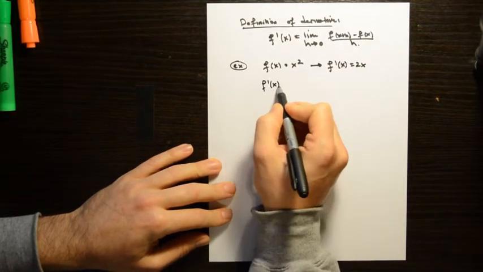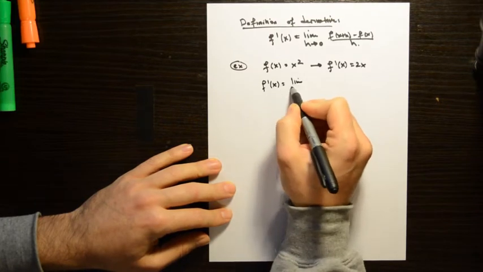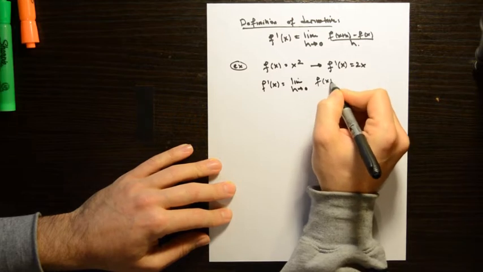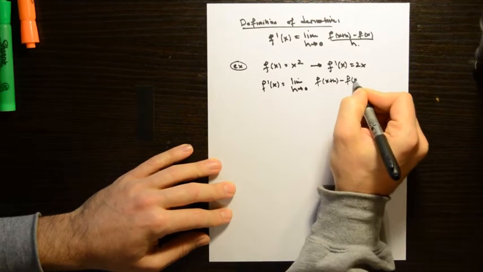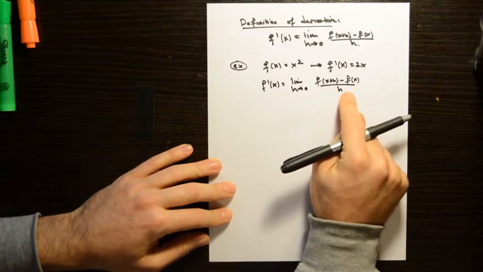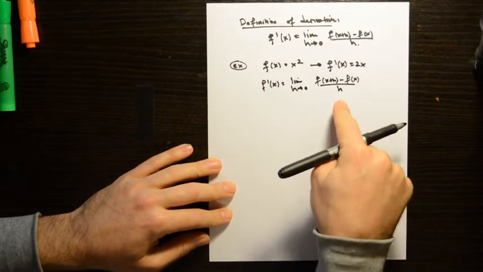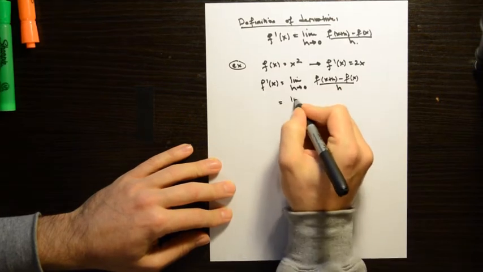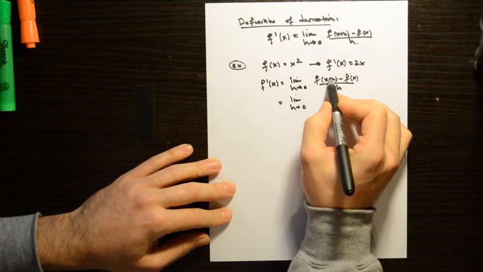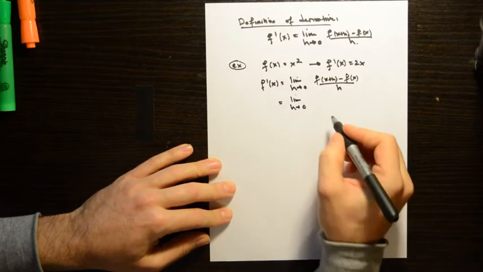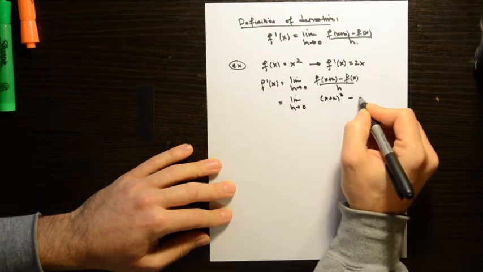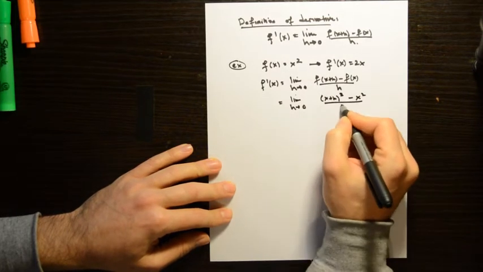Now f prime of x will equal the limit as h goes to 0 of f of x plus h minus f of x divided by h. Good first step, always write the definition. That way your teacher knows that you know the definition. Then we're ready to take the composition of this argument x plus h with this function x squared. So we have x plus h squared minus x squared divided by h.